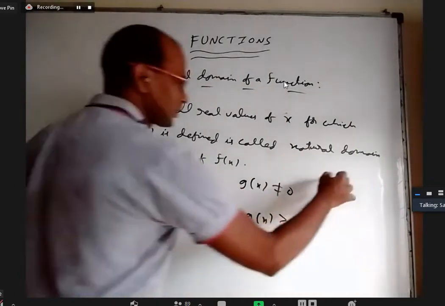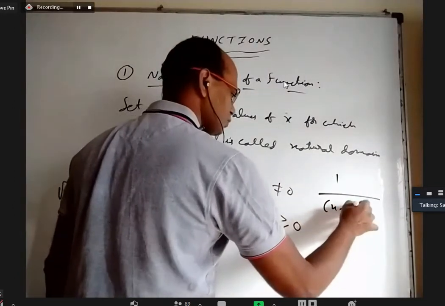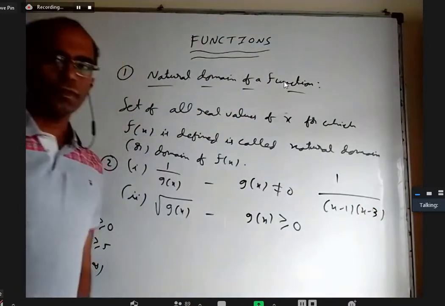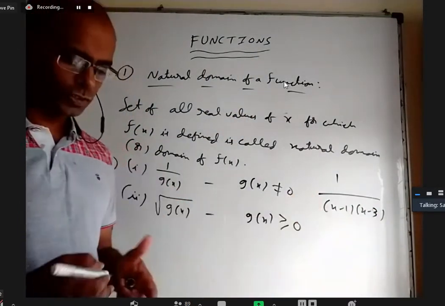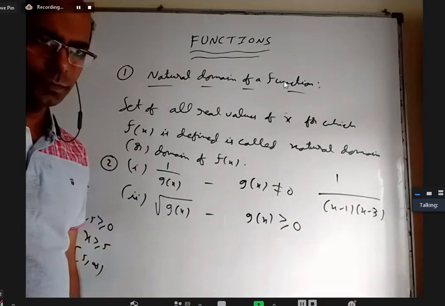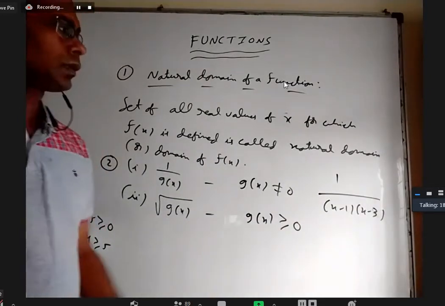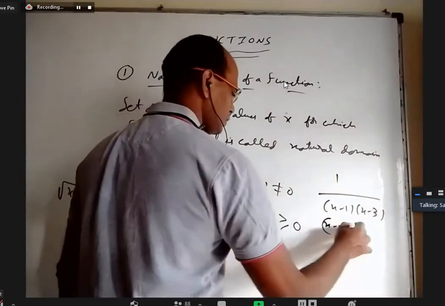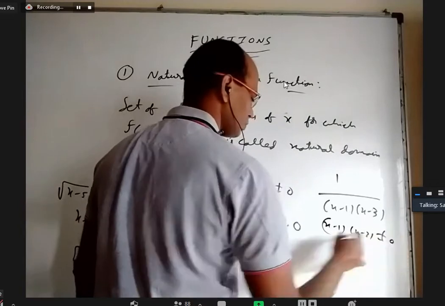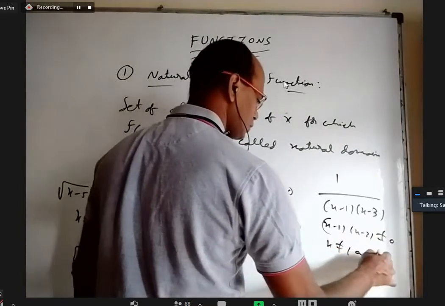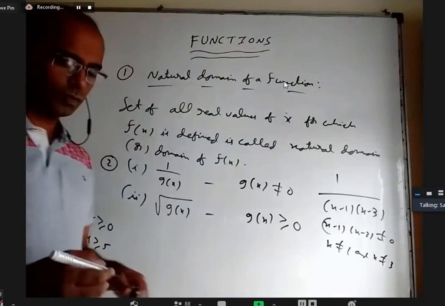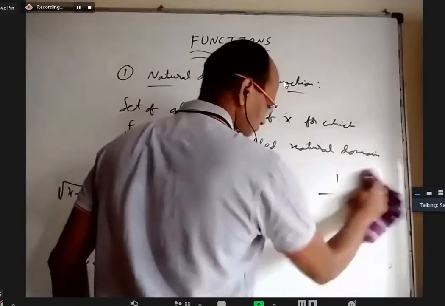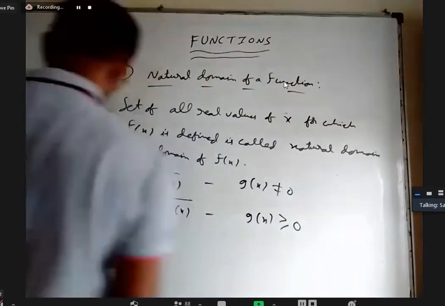Let us say somebody gives me a question, 1 by (x minus 1) into (x minus 3). For which x values is it defined, and for which x values is it not defined? Not defined for 1 and 3. So basically (x minus 1) into (x minus 3) should not be 0. So x should not be 1 and x should not be 3. Other than 1 and 3, any other number is fine. Later on we'll do some questions anyway. Just writing one or two small things here.